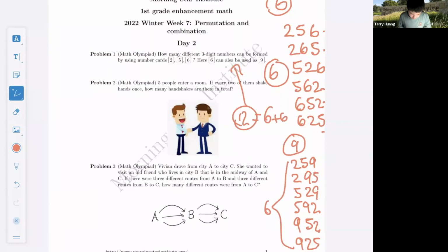Problem number 2, 5 people enter a room. If every 2 of them shake hands once, how many handshakes are there in total? So 5 people, we should draw a pentagon to illustrate this case.